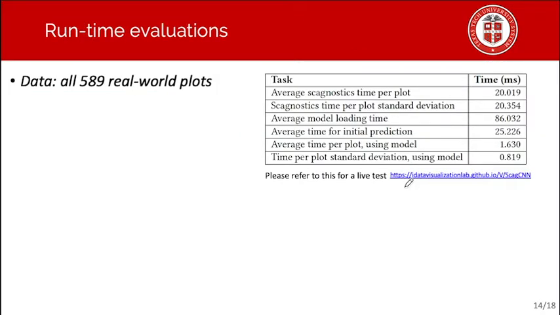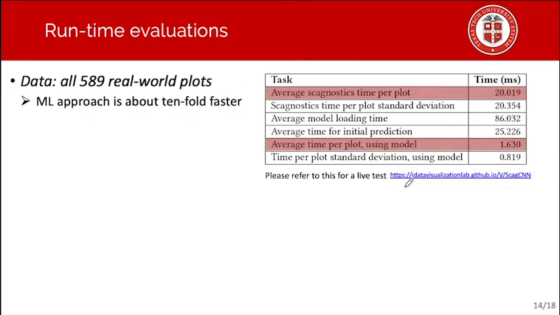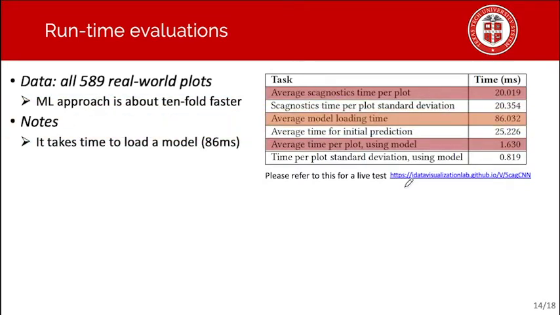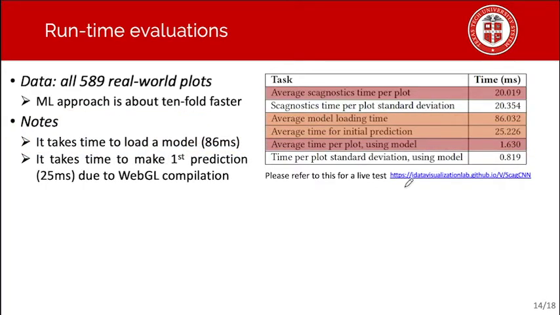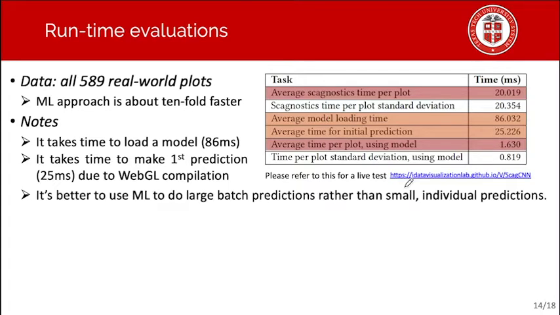Runtime evaluations. We evaluated our runtime on all 589 real-world plots and reported the result here. It is observable that the machine learning approach is about tenfold faster than the conventional approach. It's also worth noting that it takes time to load the models themselves, about 86 milliseconds. It also takes time to do the first single prediction, because that first prediction requires WebGL compilation. Therefore, it's better to use machine learning to do large batch predictions rather than small individual predictions.